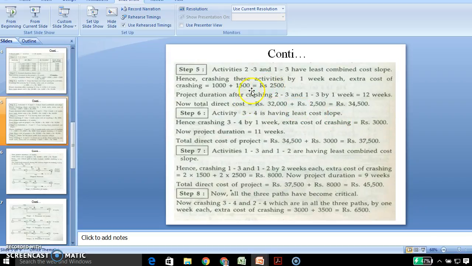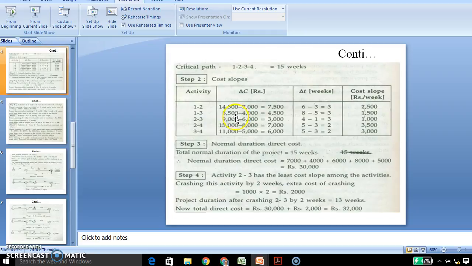By crashing, we multiply the cost slope by the weeks and add that cost. Next we should find the project duration after crashing, which means 13 minus 1, 12 weeks. Now the total direct cost is the previous total direct cost plus the cost of the present crashing activity, which means 34,500.